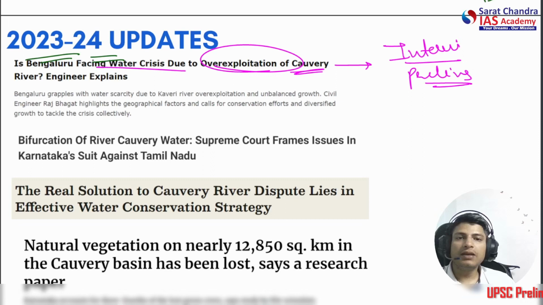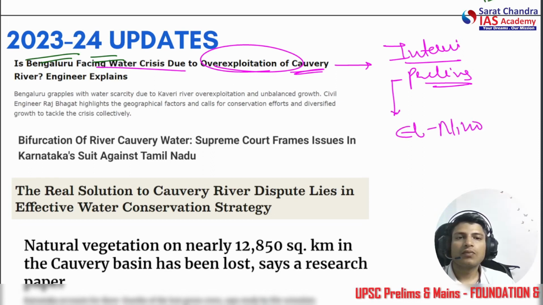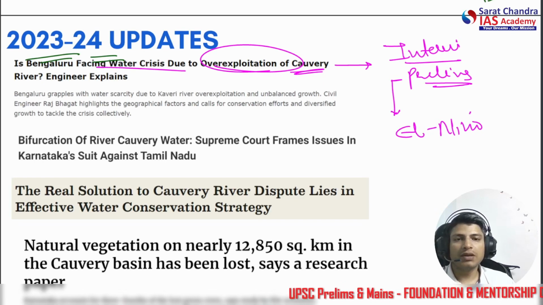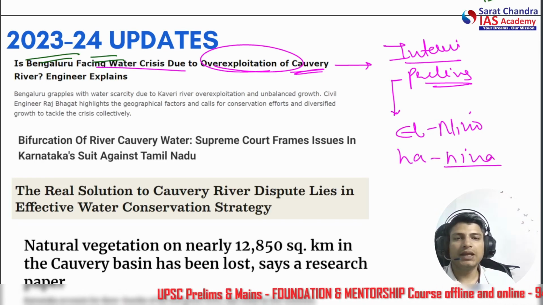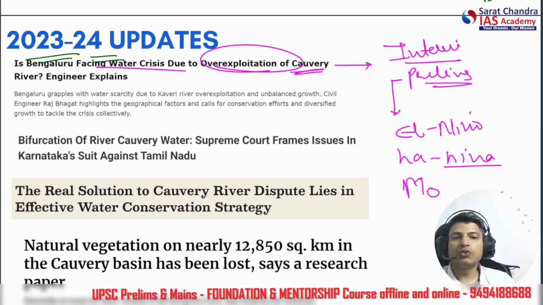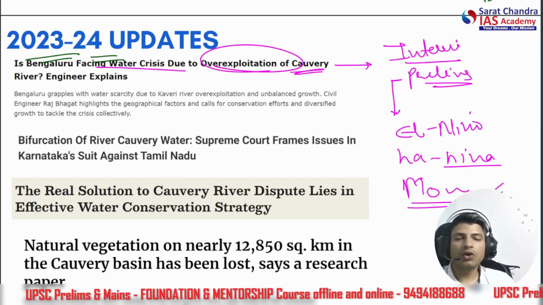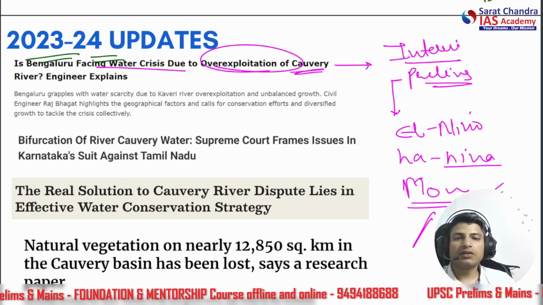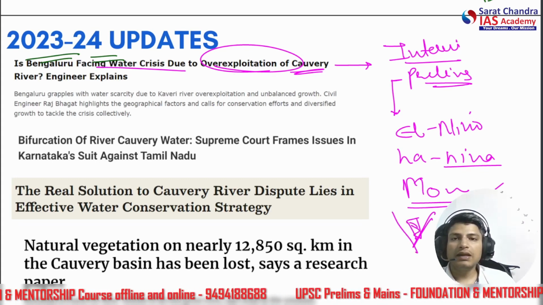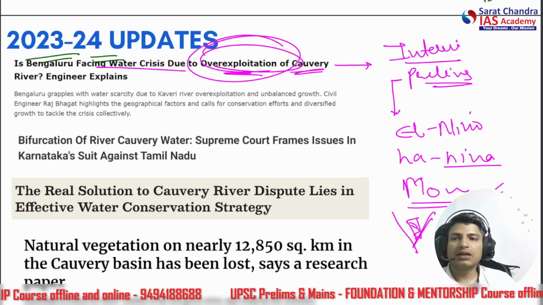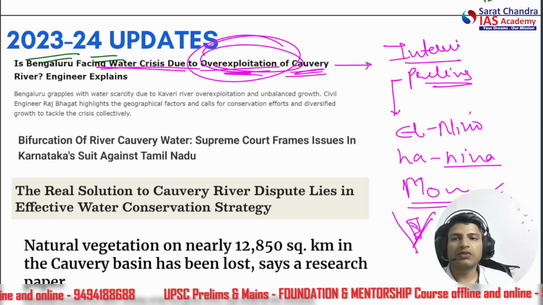Now prelims may have other perspectives also, whether it is the El Nino year. The question can be about El Nino, La Nina. It can be about the monsoon availability to the Deccan Plateau or about the monsoon shadow region. Does Bangalore fall into that? And there can be a direct question that Bangalore is facing water crisis due to over exploitation of Kaveri.